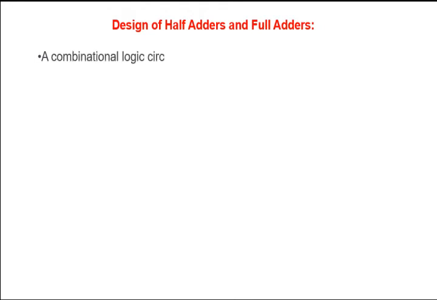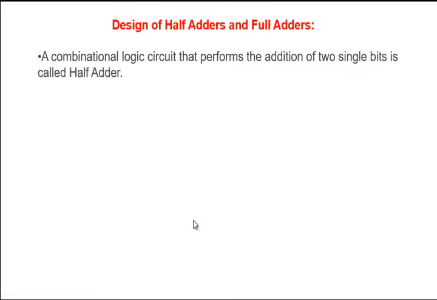A combinational logic circuit that performs the addition of two bits is called a half adder. Here there is only the addition of two single bits. That's why it's called a half adder.